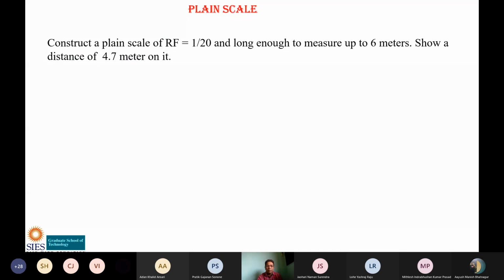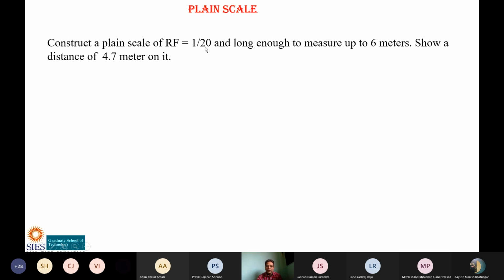Okay, so we'll see the first type of scale, that is plane scale, which is used to measure 2 units. So the question here is: construct a plane scale of RF, representative fraction, 1:20. Now see, what is 1:20? Length on drawing upon actual length of the object. So actual length of the object is 20 and length on drawing is 1. Okay, it's a unitless quantity, so whatever unit you want, you can take.